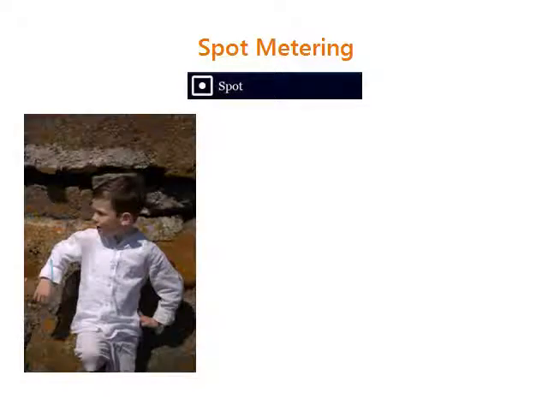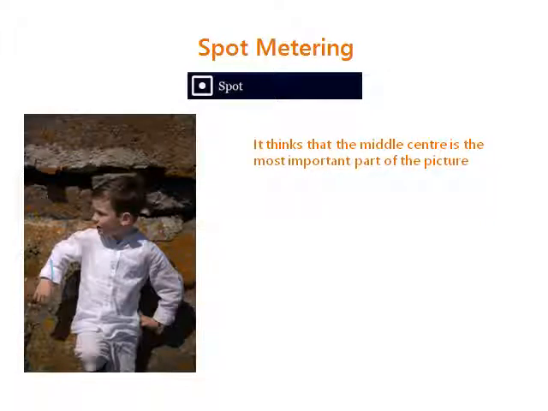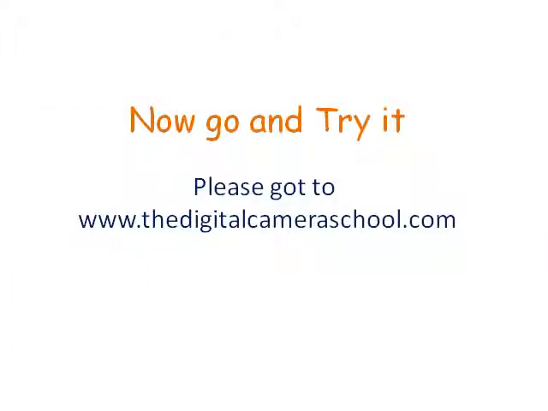So let's have a look at Spot. Spot really is for your one subject. Could be a car, could be an item, it could be the young lad as we've got here. Okay? So the middle part is the most important. It's called Spot in Canon and in Nikon. So try them out. I hope that's helped.